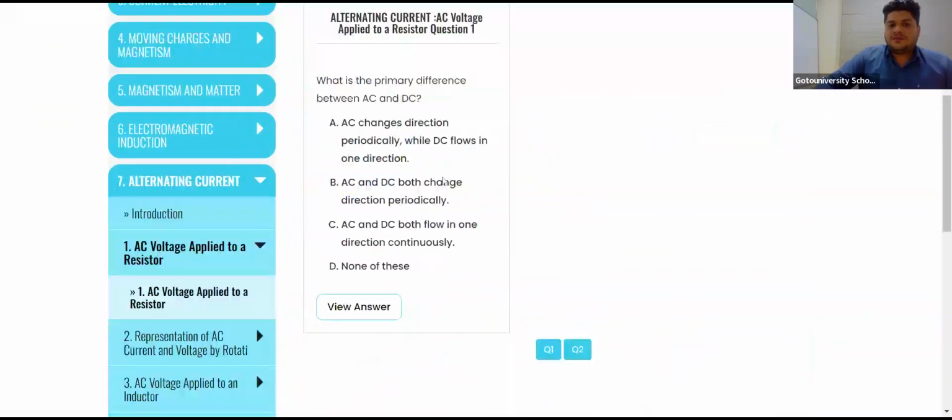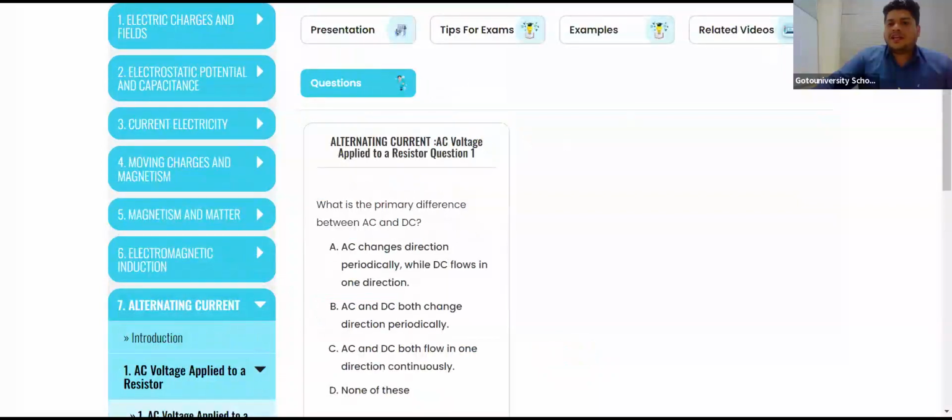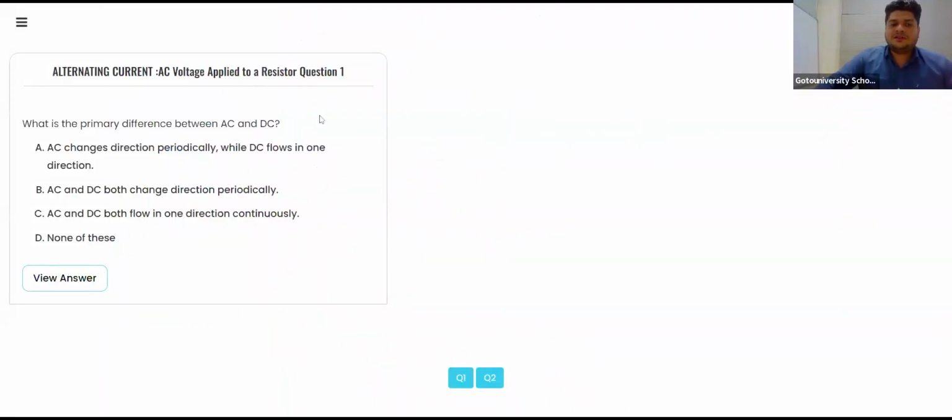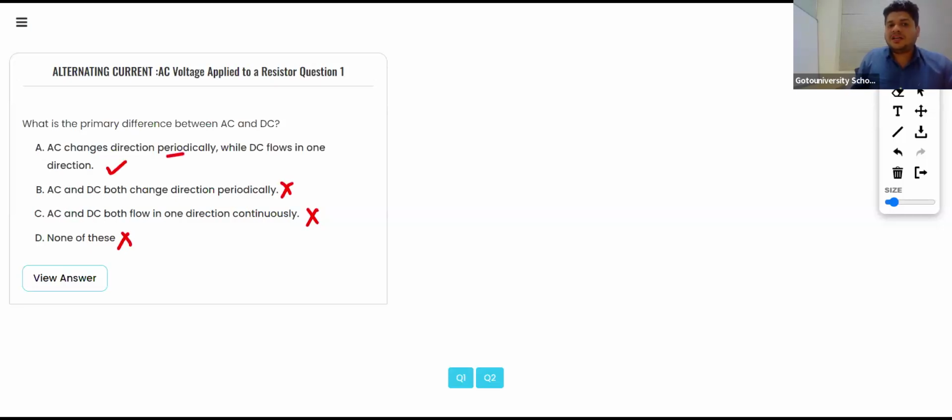The first question: what is the primary difference between AC and DC? The options: A, AC changes periodically while DC flows in one direction. B, AC and DC both change periodically. No. C, AC and DC both flow in one direction. No. None of these. No. Yes. So option number A: AC changes periodically while DC flows in one direction.